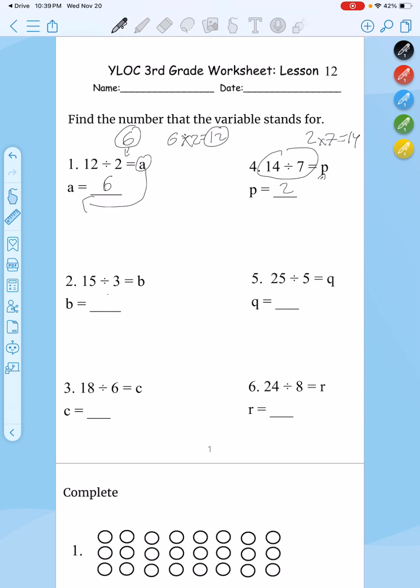Same thing down here. Our answer would be 5. Double check our work by multiplying, which would be 15. Sorry, that's a 1. 25 divided by 5, same thing. Double check our work. It would be 25. Q, 5. This is 3. Double check. 3 times 6 is 18, so that's correct.